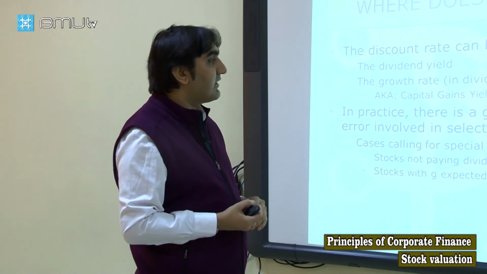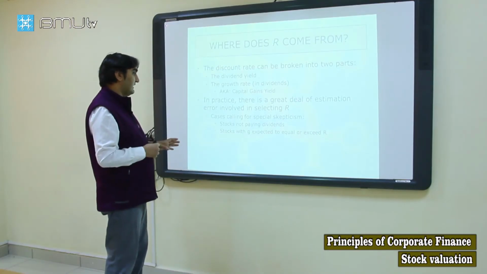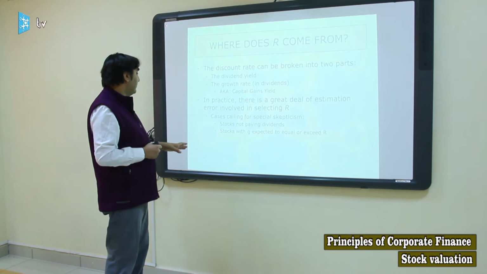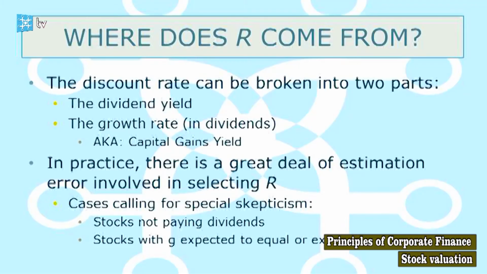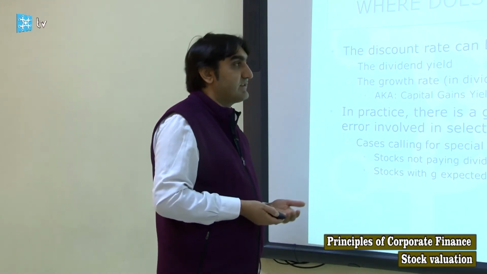In practice, there is a great deal of estimation error involved in selecting R. For example, cases of stocks not paying dividends. Then there will be no dividend yield. Stocks with G expected to equal or exceed R. So in our formula, that's R minus G. If it equals or higher than R, mathematically it will be okay, but financially it's a problem. Stock price cannot be minus.